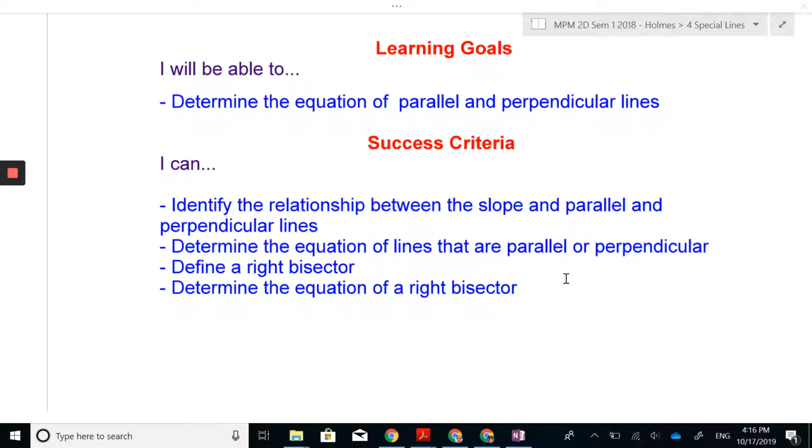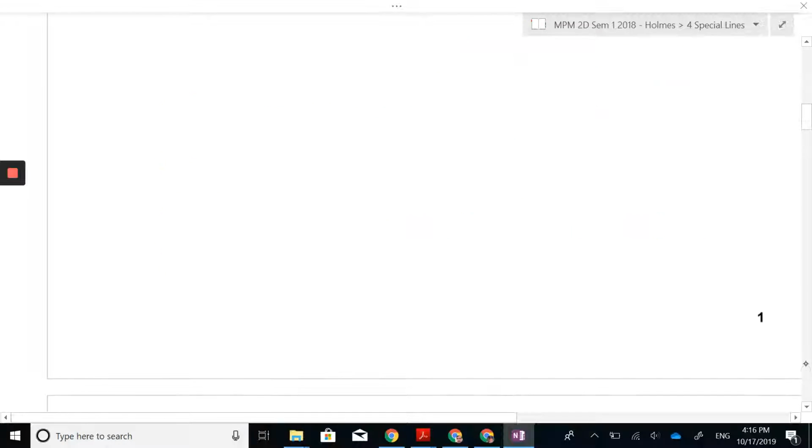So we should be able to, at the end of the lesson, identify the relationship between slope and parallel and perpendicular lines, which we've actually seen in the past. Determine the equation of lines that are parallel or perpendicular. Again, we've seen this in the past as well. Define a right bisector will be something new. Determine the equation of a right bisector. That will be brand new as well.